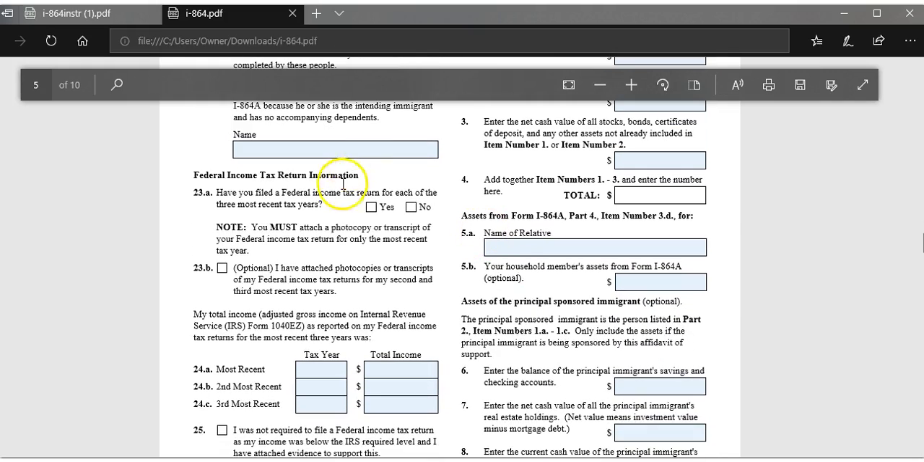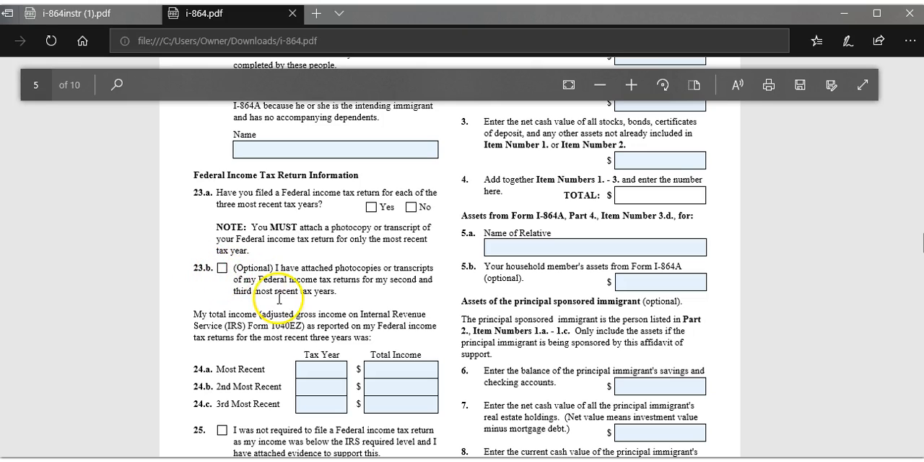Federal income tax return information. And here you have to write down, have you filed a federal income tax return for each of the three most recent tax years? If you say yes here, no here. Note, you must attach a photocopy or transcript of your federal income tax return for only the most recent tax year. So, you see, the most recent tax year. Before, immigration asked for 3 years. Right now, they're asking only for the most recent one.